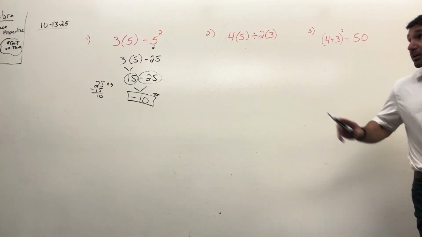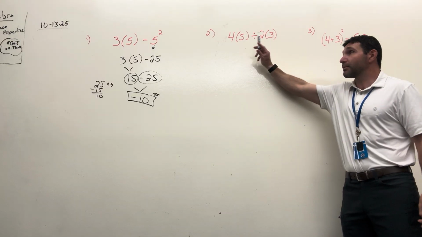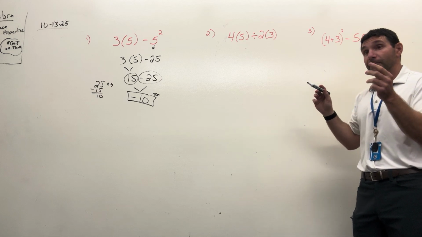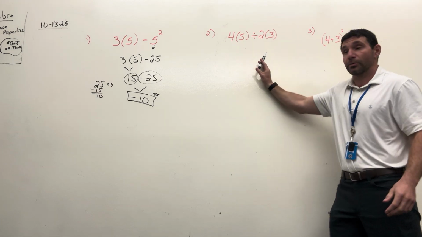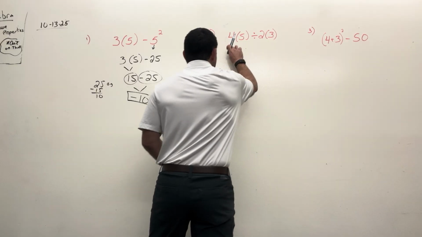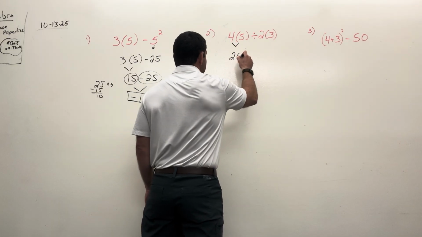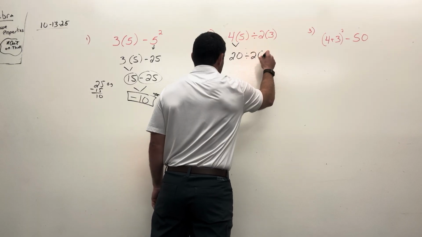GEMDAS, grouping symbols. There are grouping symbols. Is there anything to do inside of them? No. Exponents? No. Multiply and divide. But we start from left and we work right. So we read it. 4 multiplied by 5, we do that first. 20. Now we rewrite. 20 divided by 2 multiplied by 3.